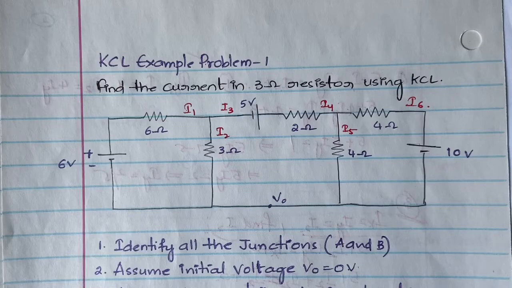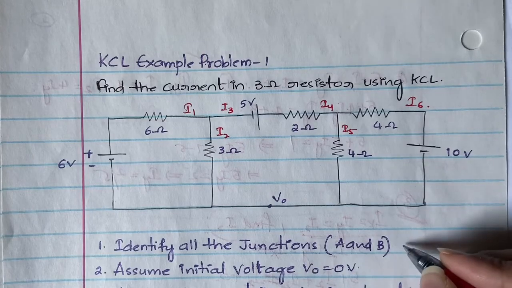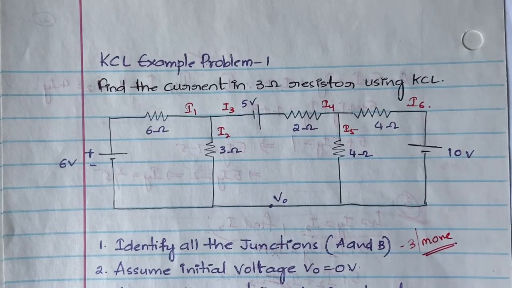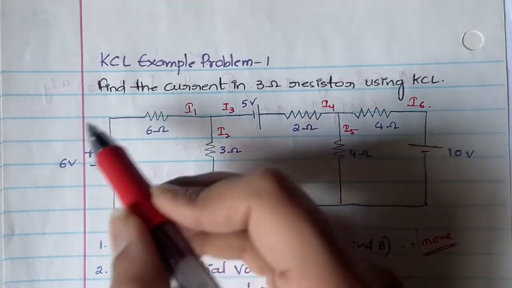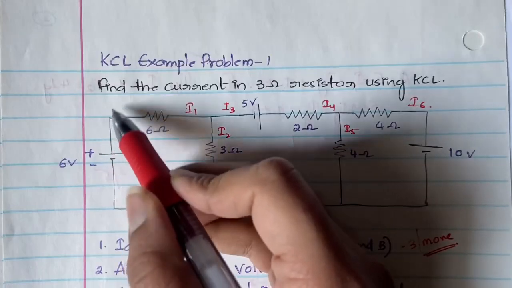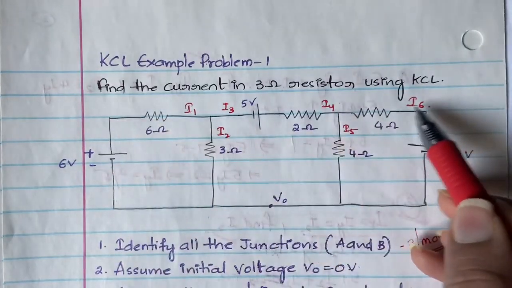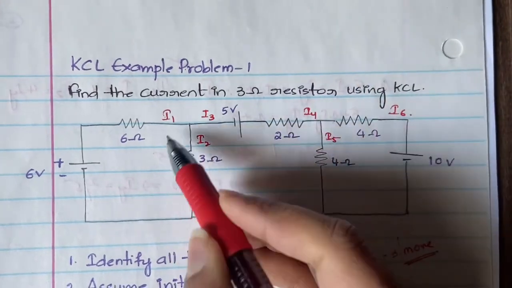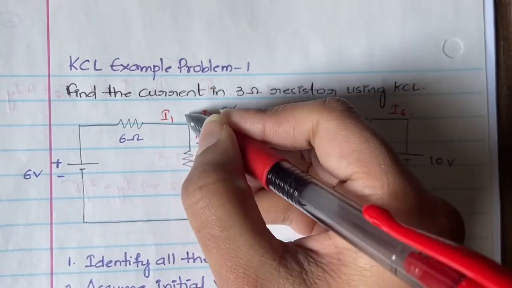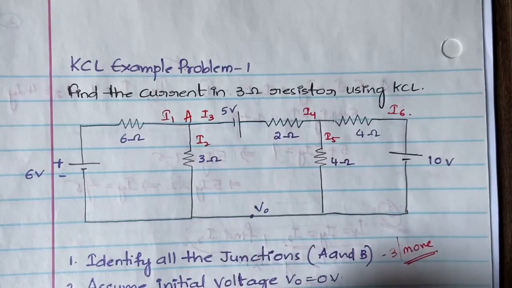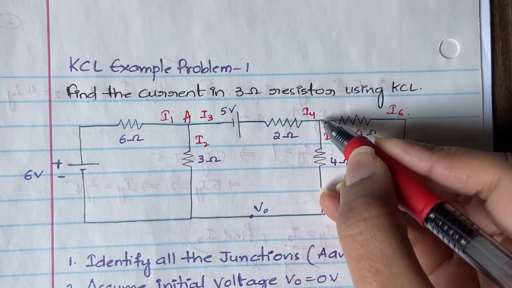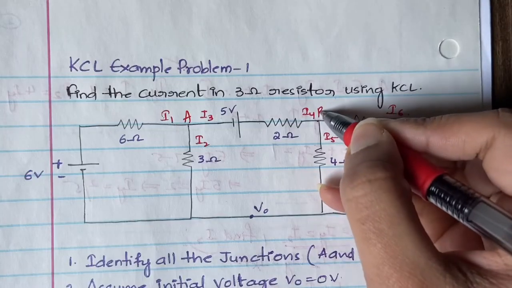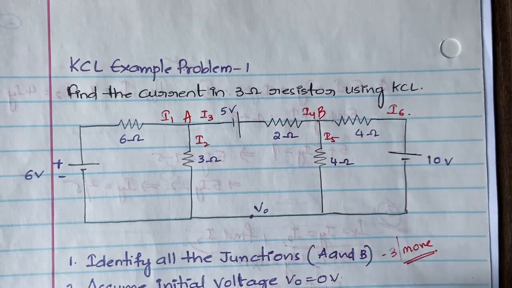So here you have to identify all the junctions. What do you mean by junction? A place where 3 or more branches connect, right? Here only 2 branches are connecting, so this is not exactly a junction. Here also only 2 branches are connecting. Guys, look here, 3 branches are connecting: 1, 2, 3. So let us identify this as junction A. And here also 3 branches are connecting: 1, 2, 3. So let us identify this as junction B.